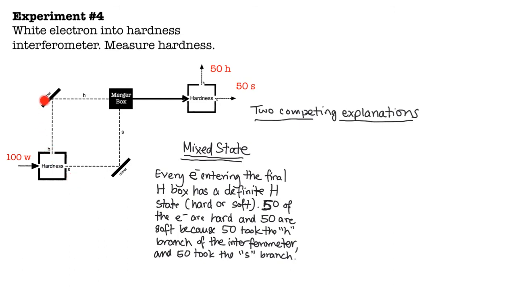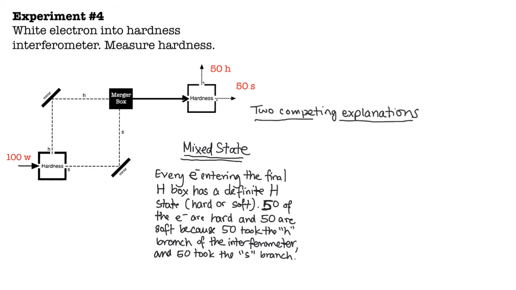So that means 50 electrons take the upper branch and arrive at the second hardness box in the H state, the hard state. The other 50 electrons will have taken the soft branch and will arrive at the hardness box in the soft state. The 50 hard electrons will all exit the H port, and the 50 soft electrons will all exit the soft port.